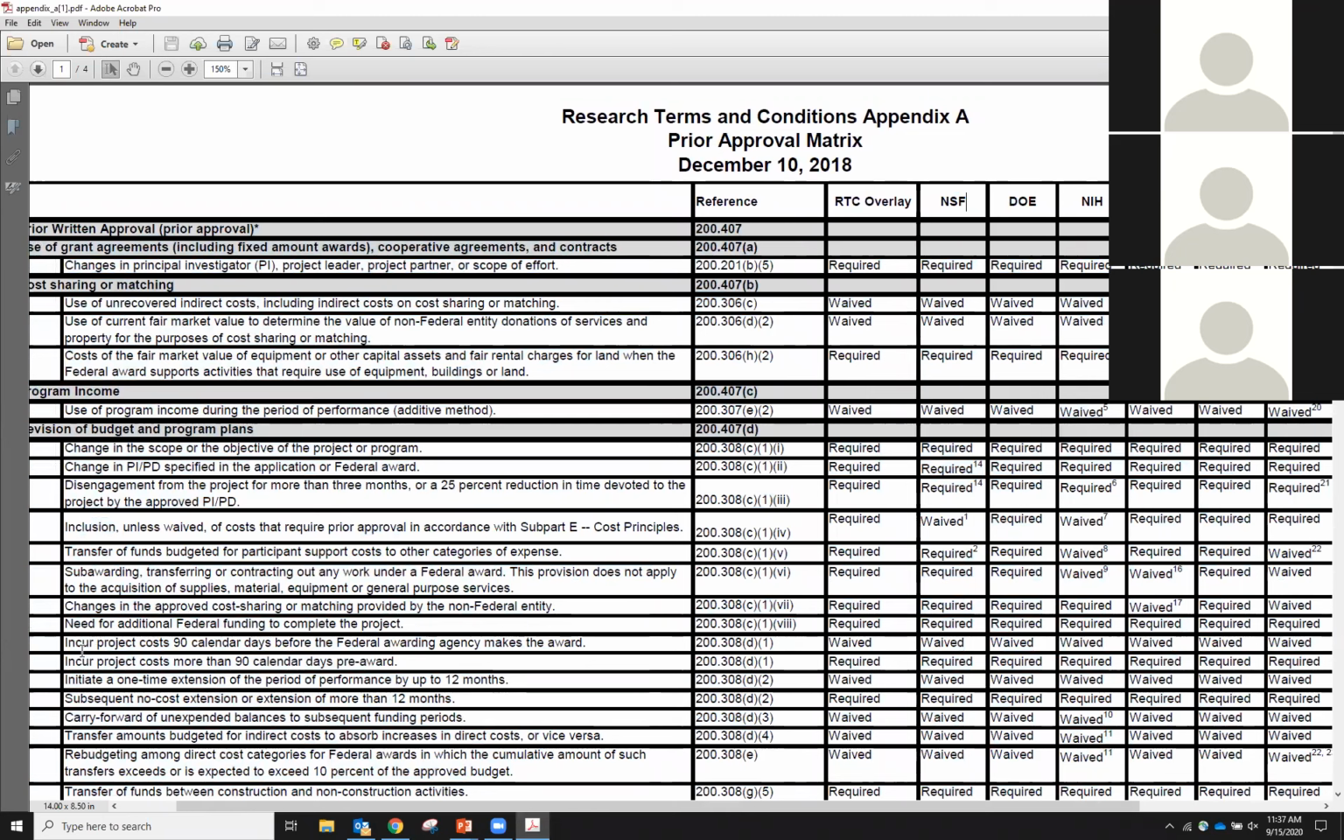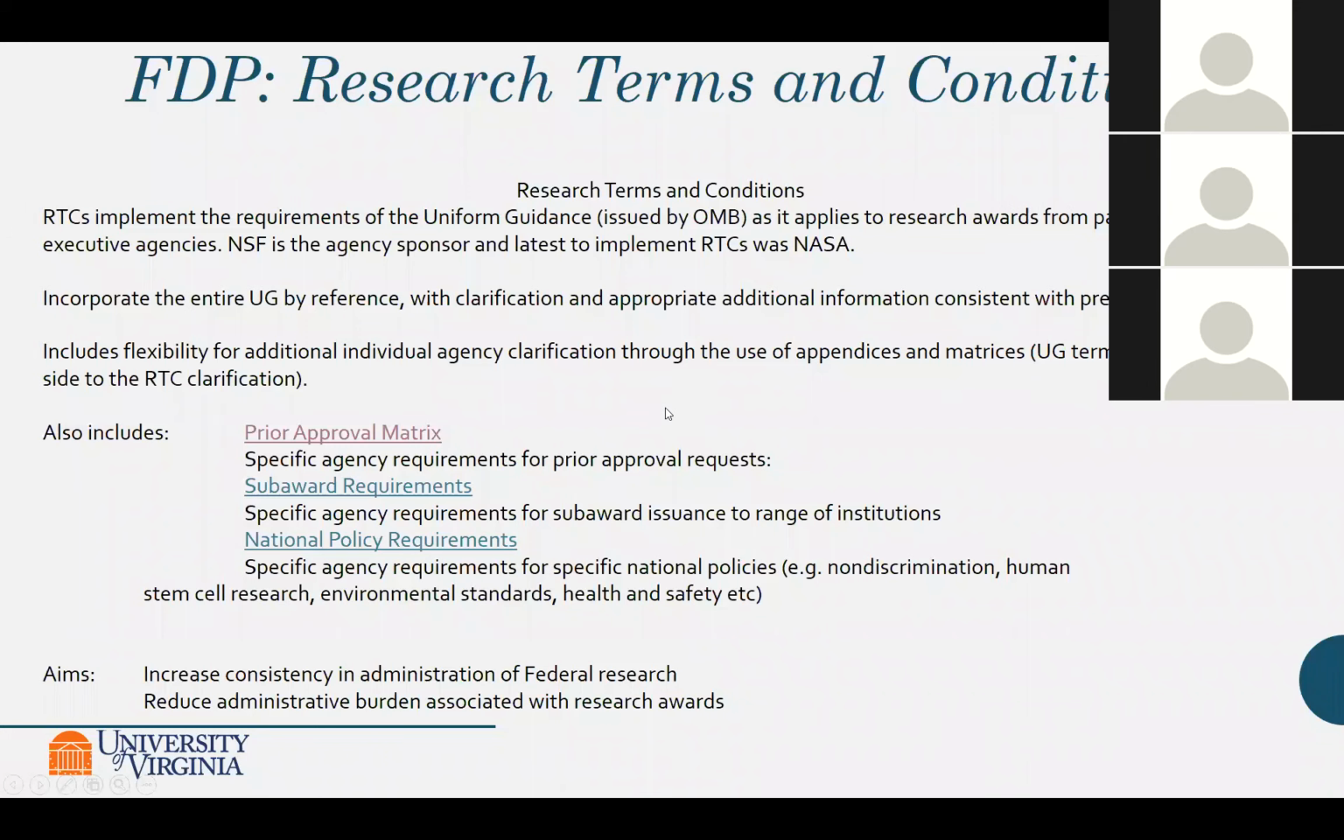You can go one by one and look through, here's the 90-day pre-award spending. You can see all the agencies have waived the prior approval requirement that they could have imposed on our agreement. And so the FDP research terms and conditions will usually be specified in our notice of award as applicable, and they're very awesome because it reduces the administrative burden and some of the post-award, to Jingy's point about rebudgeting authority.